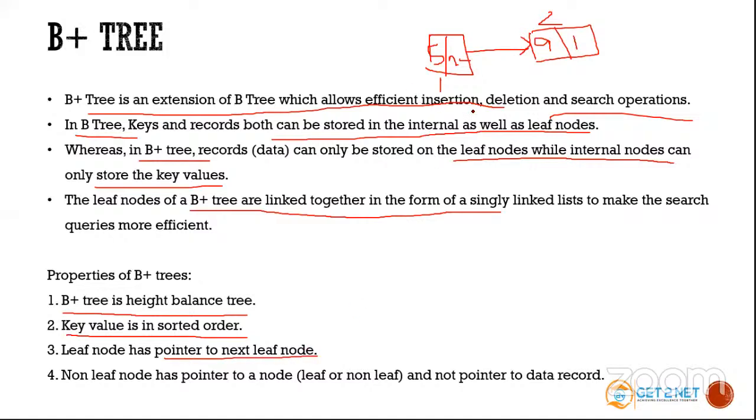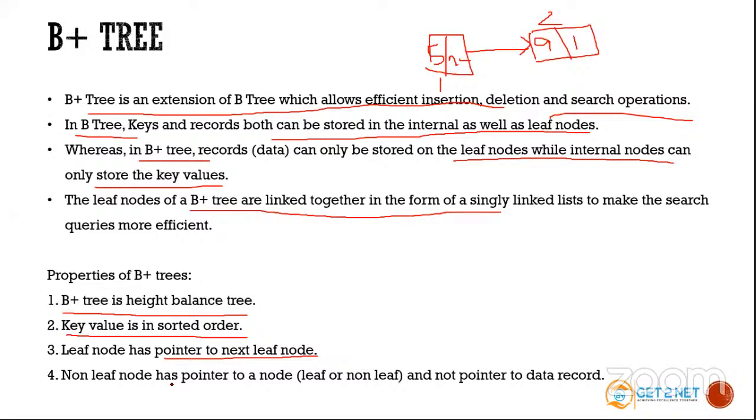Like in a singly linked list, what do we do? The first node points to the second node. In the B plus tree it also happens like that. The first node is pointing to the second node. That will be easy for you to understand, to search any kind of node.